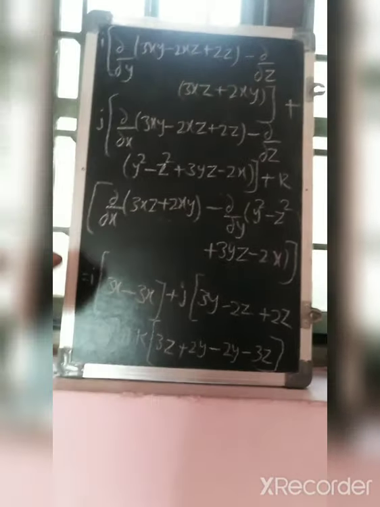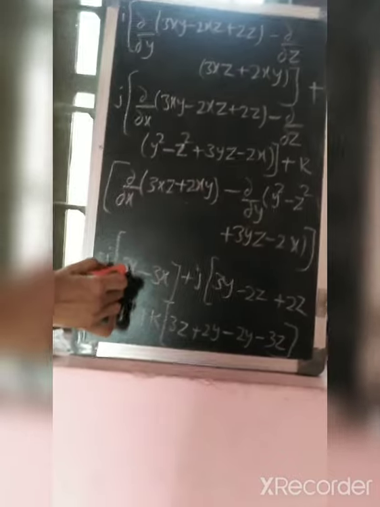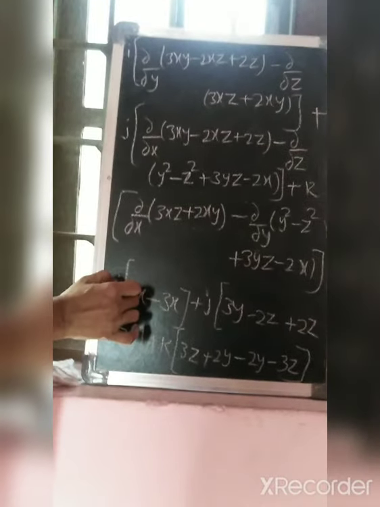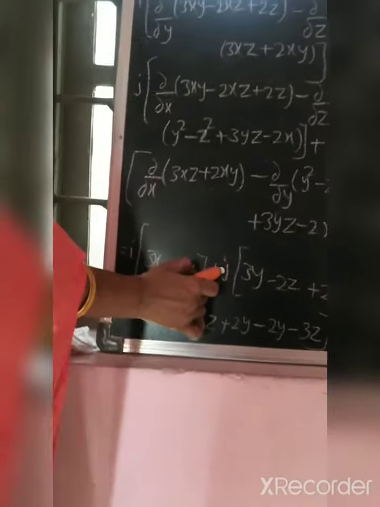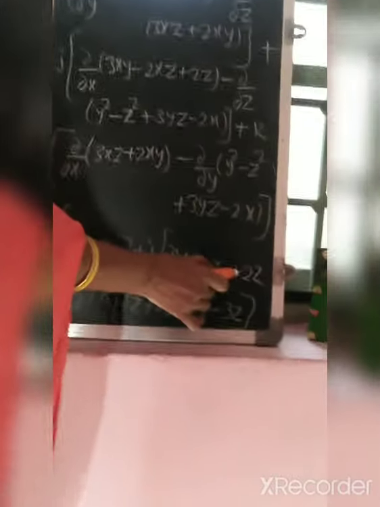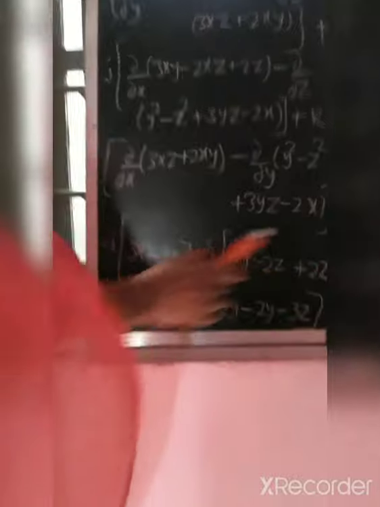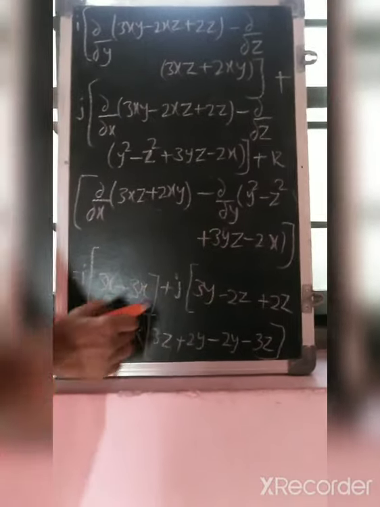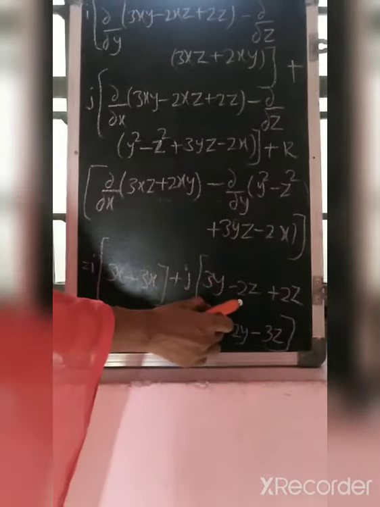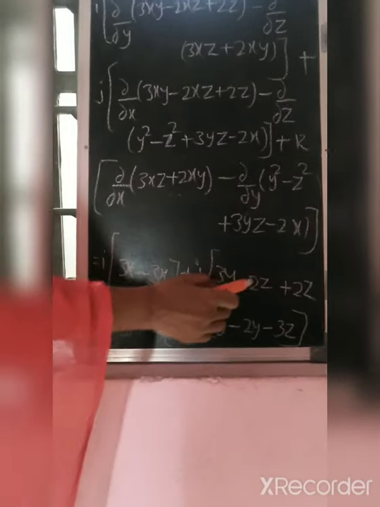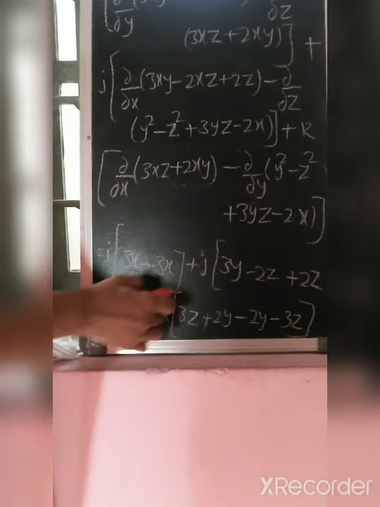So we can see that here i into 3x minus 3x is 0. And j into 3y minus 2z plus 2z minus 3y. Here plus 3y and minus 3y, minus 2z and plus 2z get cancelled. So that is 0 into j.